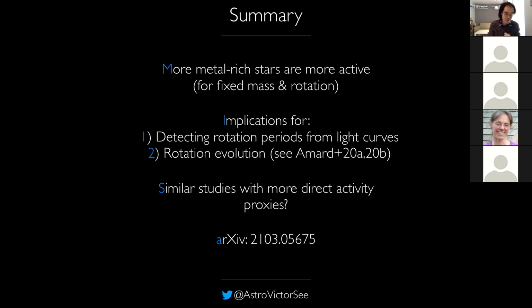Now, something that I'd be really interested in seeing is similar studies to the things that I've shown you today, but with more direct activity proxies, because the variability amplitude is a bit of an indirect one that gives you some slightly strange artifacts, and it's a little hard to interpret at times. All of the work that I discussed today was recently accepted for publication. It's still in press, but you can find the preprint at this arXiv link here. So with that, I will end, and I'm happy to take any questions.